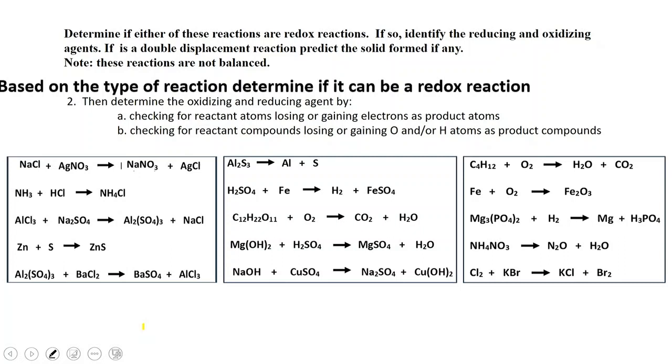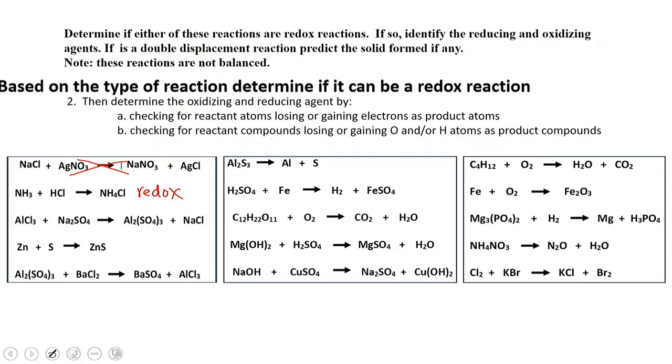Let's take a look at the first box. We have a double replacement reaction for the first one. And because it's double replacement, it is not redox. The second reaction is what kind of reaction? It's a synthesis reaction, and it could possibly be a redox reaction. We'll find out in a moment.